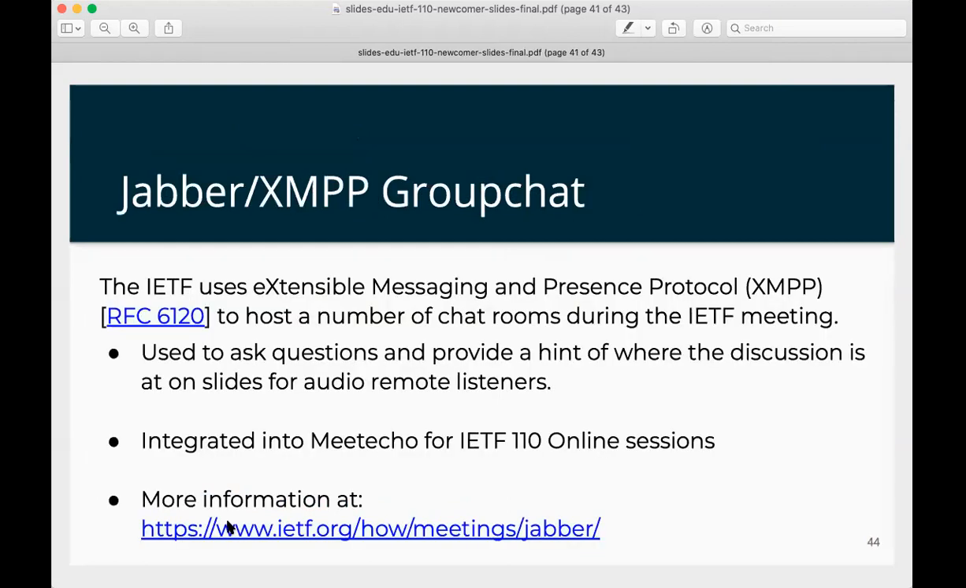Jabber is the group chat that we use. If you're using the full MeetEcho platform, it's integrated into the platform. Otherwise, there's a bunch of information about potential clients available.